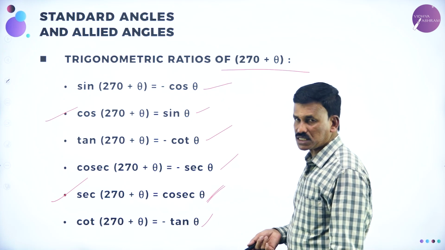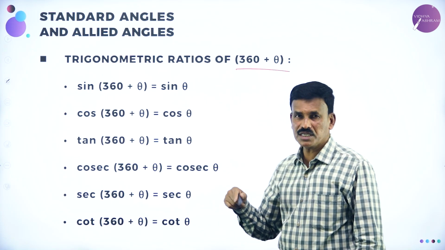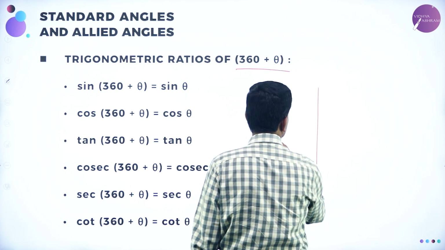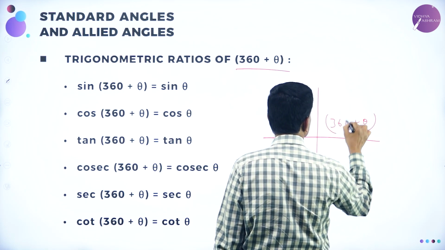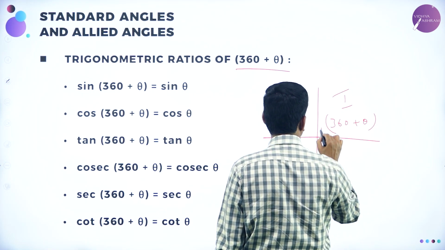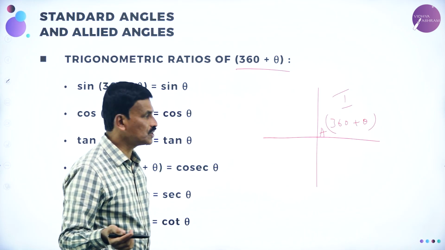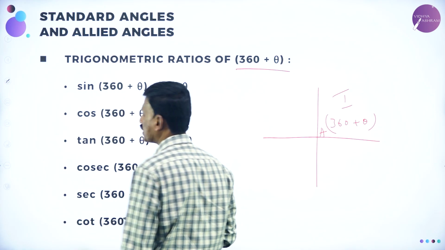Now, move on to the next concept, 360 minus theta. 360 minus theta we have already written. The last one is 360 plus theta. Now 360 plus theta comes into the first quadrant again. In the first quadrant, all are positive. For 360 plus theta, there is no change. So this comes in the first quadrant.